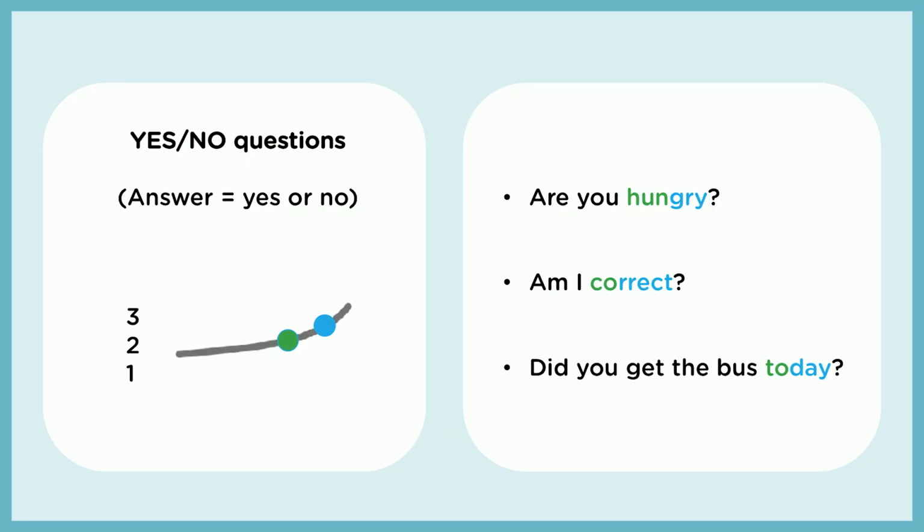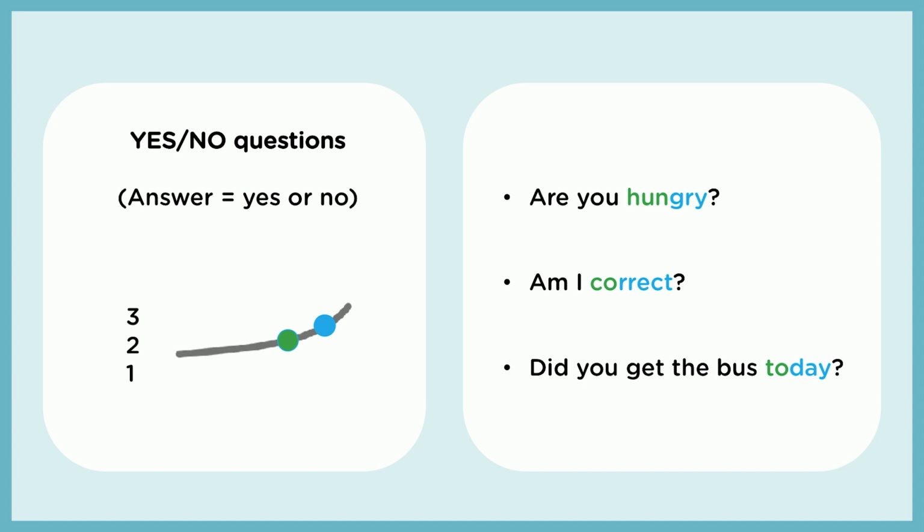Always. Am I correct? Yes. And did you get the bus today? No. So you can see that this pattern applies even if the question is short, am I correct? Or if it's a longer question, did you get the bus today? And you can see here with the green and the blue parts, that's where you raise your voice. So in the final 2 syllables.